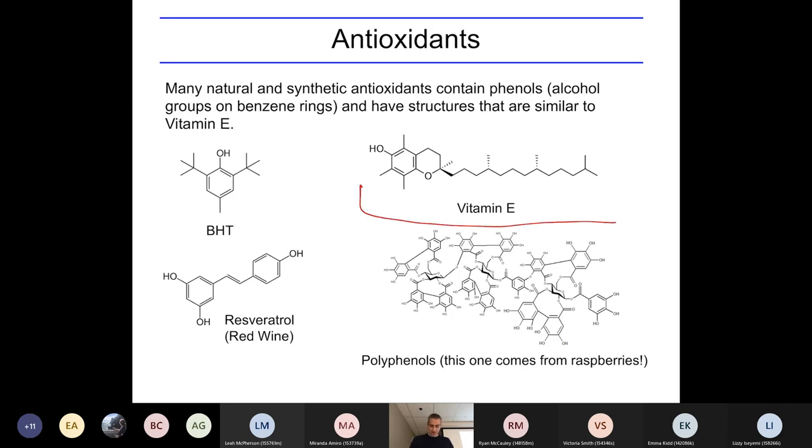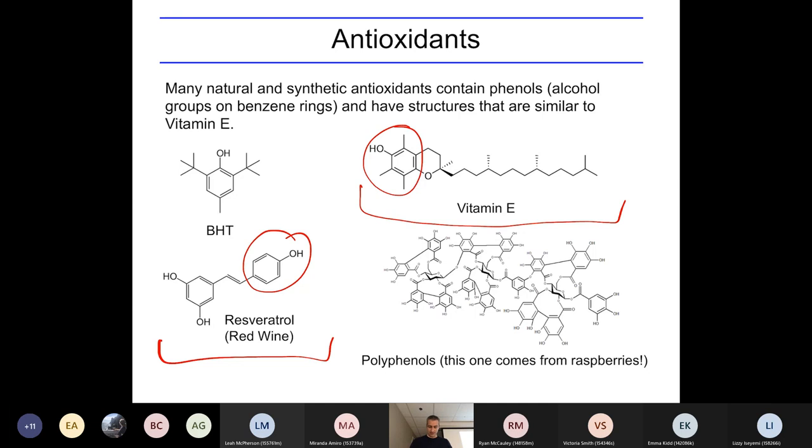So vitamin E is a natural antioxidant. There are other natural antioxidants like resveratrol. It's found in red wine. I think the jury's still out on this molecule, whether it's actually an effective antioxidant for us if we consume wine or not. It has the same aromatic alcohol group that we see in vitamin E.